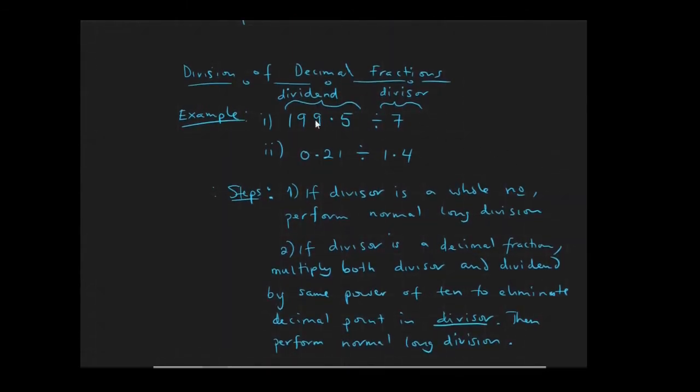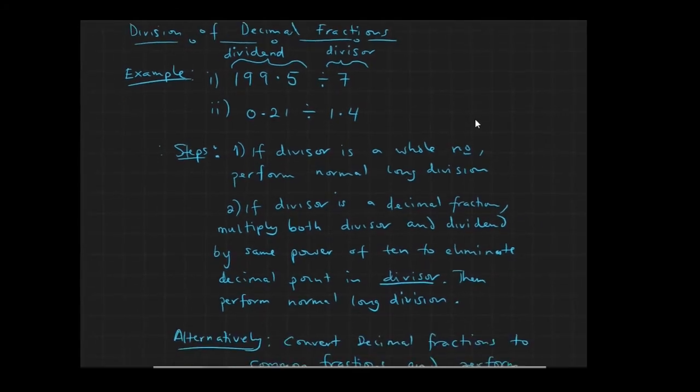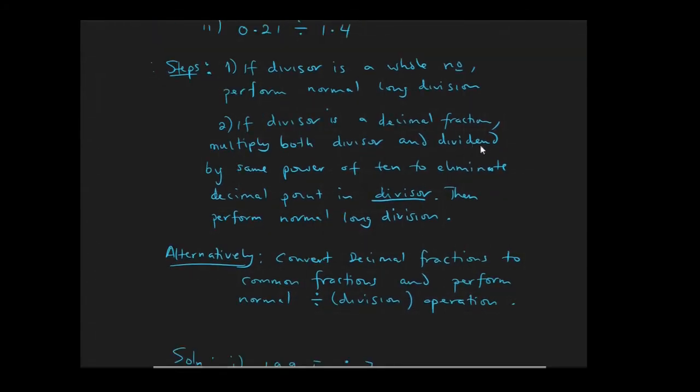Now, we'll perform division of decimal fractions. And when it comes to this division operation, we will look at 2 scenarios. One with the divisor being a whole number, and the other with the divisor being a decimal fraction. So if the divisor is a whole number, we will have to perform just the normal long division without touching any of the decimal fractions. Secondly, if the divisor is a decimal fraction, we will have to multiply both the divisor and the dividend by the same power of 10.